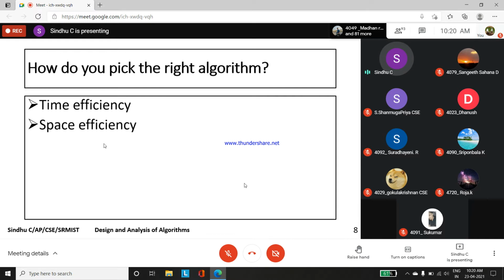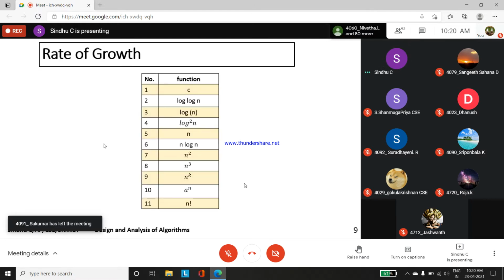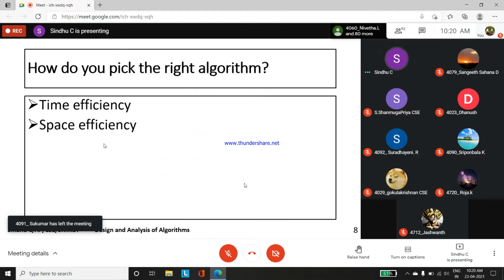Now that we have several algorithms, how do you pick the right algorithm for the given scenario? You have to consider, obviously, several features, but right now, to bound this, we'll consider only two important points. One is time, the second one is space. So you make an algorithm and see how efficient it is in terms of time and space.